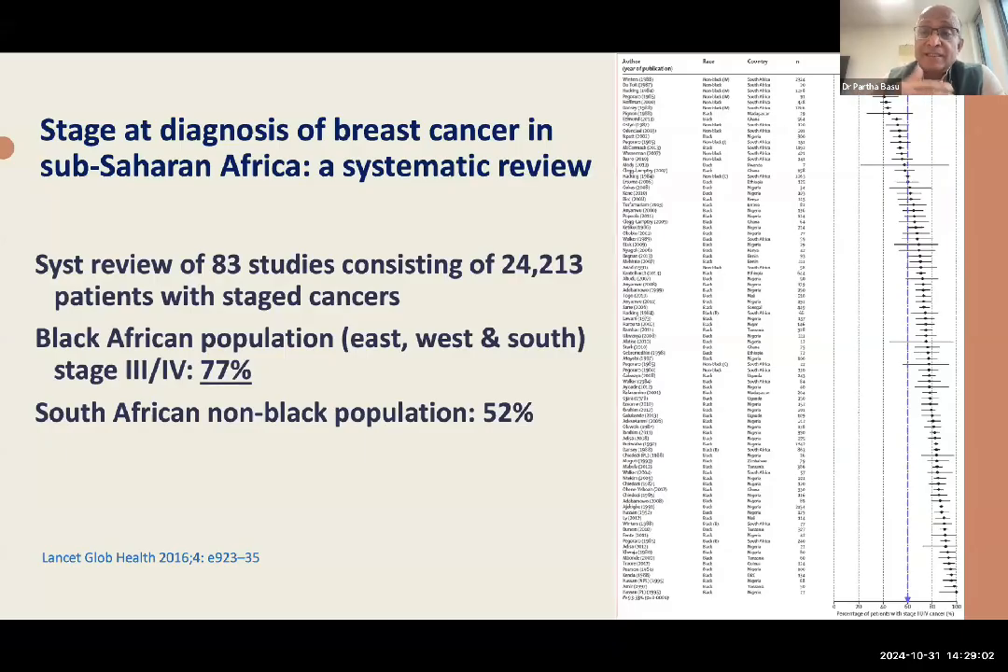And even in the region, you can see there is a huge inequity. Among the South African non-Black population, the stage distribution is like 50-50. Half of them are being detected in early stage.